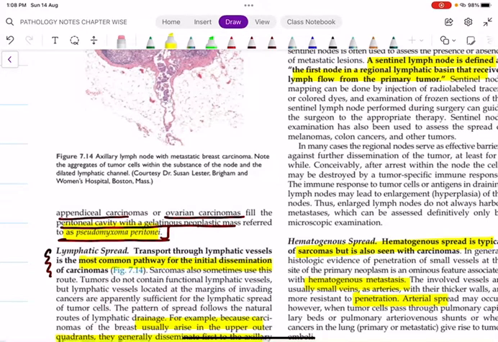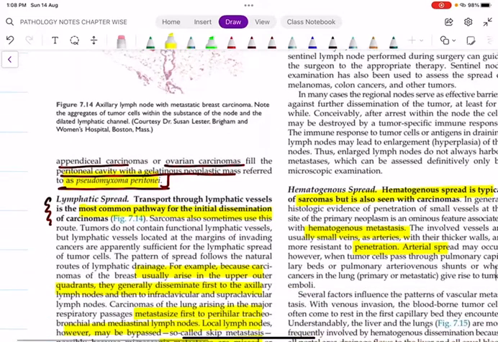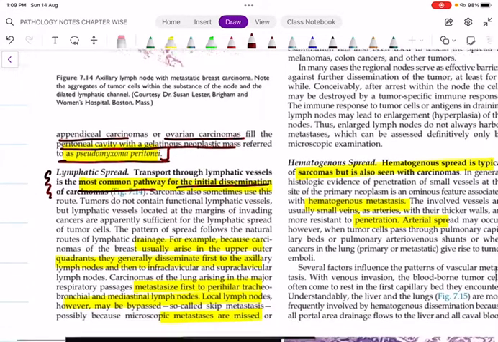If you ask me, out of ovarian cancer and appendicular cancer, which has a very high risk of producing pseudomyxoma peritonei, my answer will be appendicular carcinoma. Fine, that is direct seeding into the body cavity. The next one is lymphatic spread. Remember, lymphatic spread is the most common pathway for the initial dissemination of carcinomas.